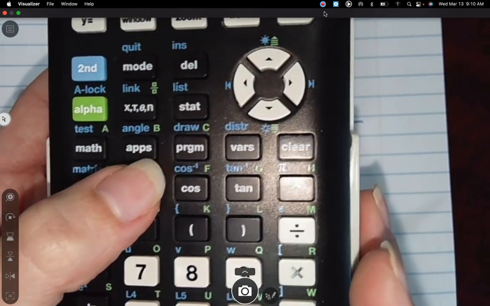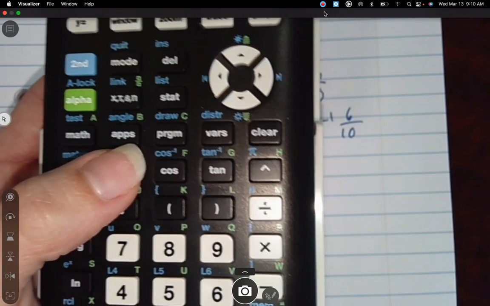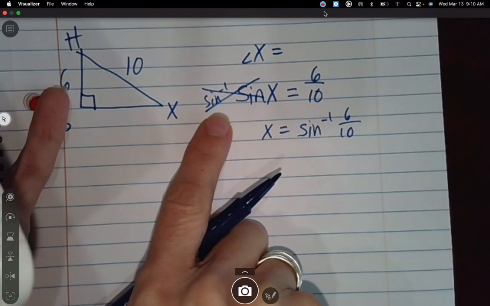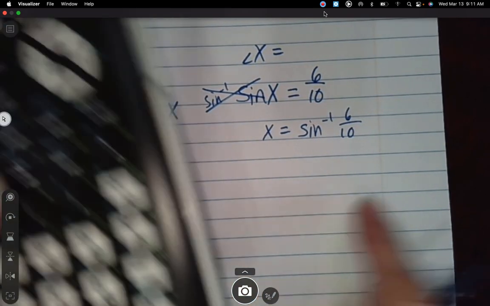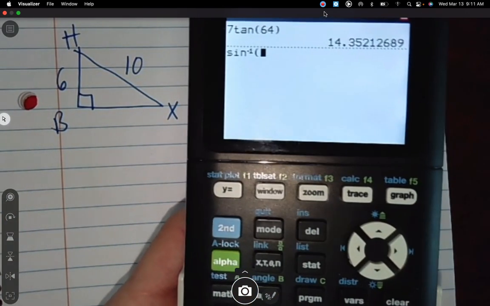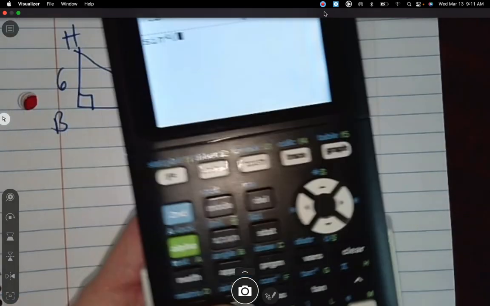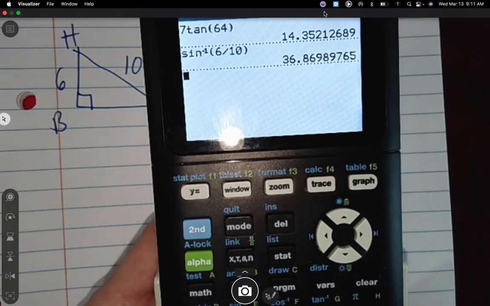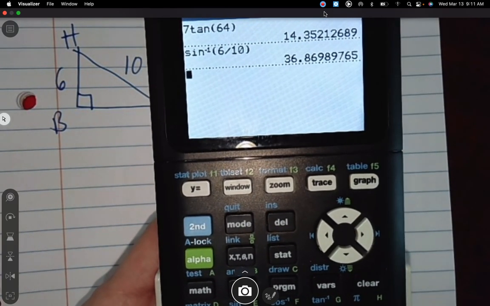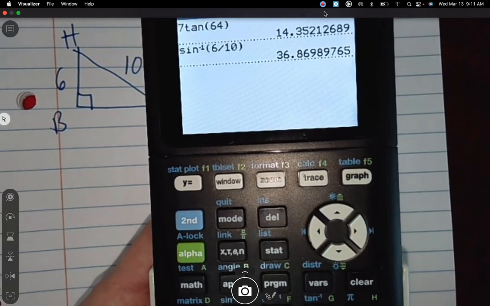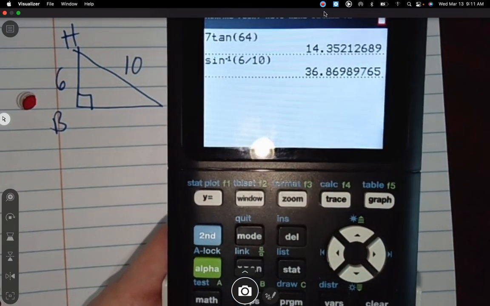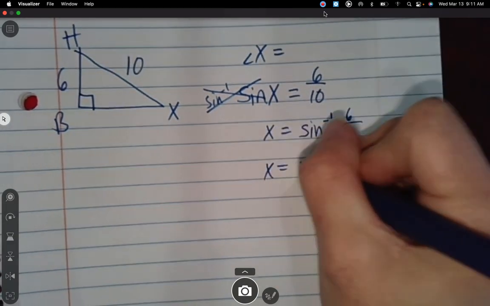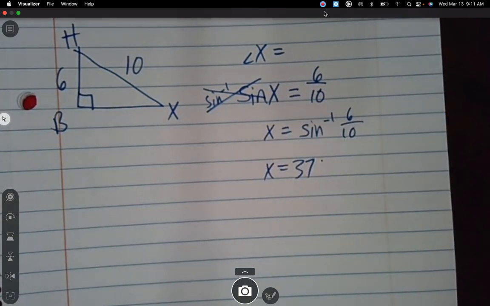Do y'all remember when you had negative exponents and you flipped it and put it in the denominator? What do we have right here? A negative exponent. So it's basically like flipping it. Okay? So you would press second sine 6 over 10. And that's going to tell you your angle. 36.9, or no, they want us to round to the whole number. So that would be 37. X is 37 degrees.